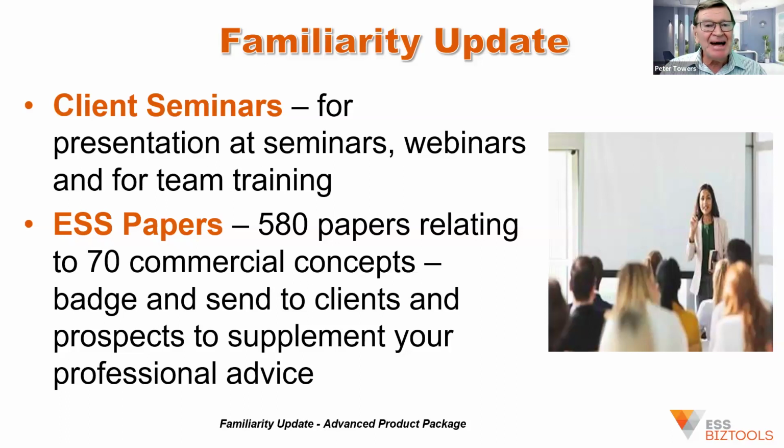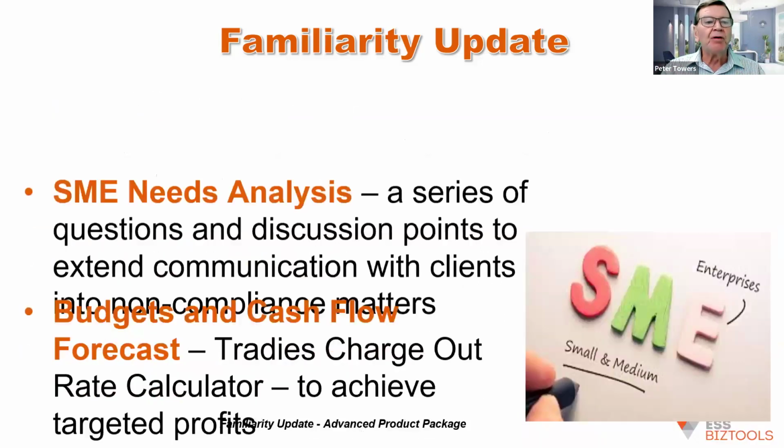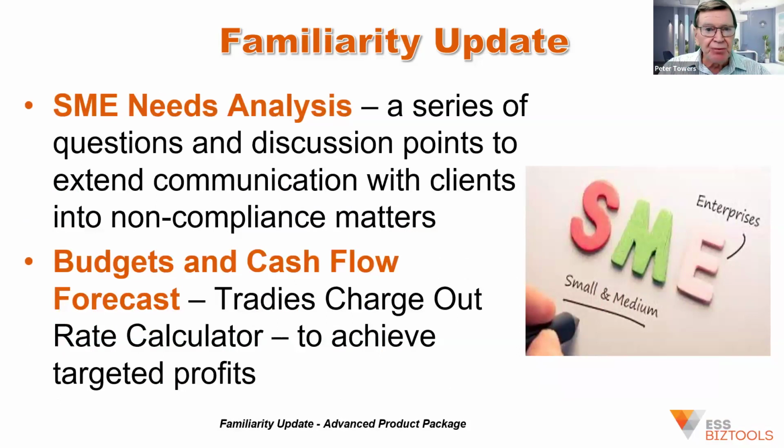There are 580 papers in the ESS system that you're able to download and use as you see fit. You can badge the material with your firm name and send it to your clients. These papers are ideal to give back up to your professional advice so that your clients have a better understanding of what you're explaining to them. And this will assist in informing your clients that you can offer a broader range of commercial services to assist them to survive in business.